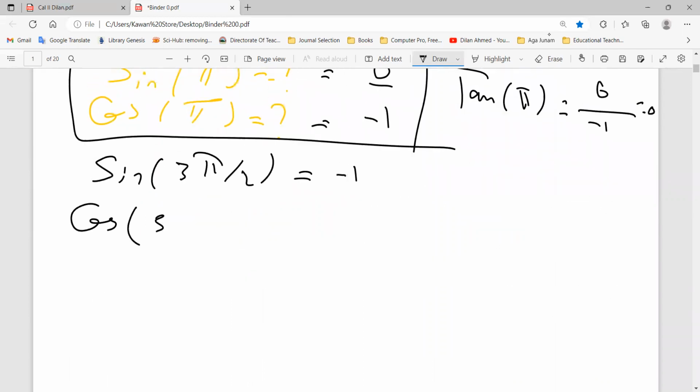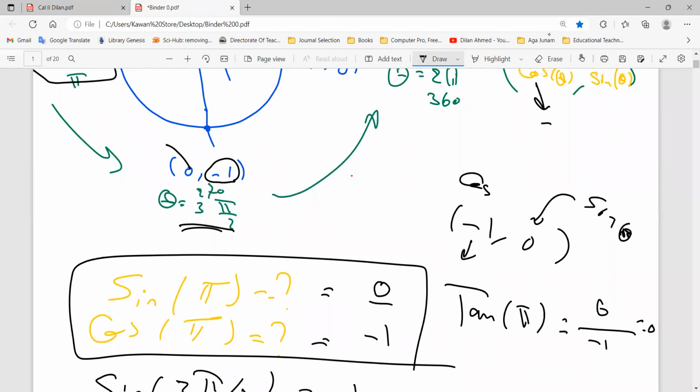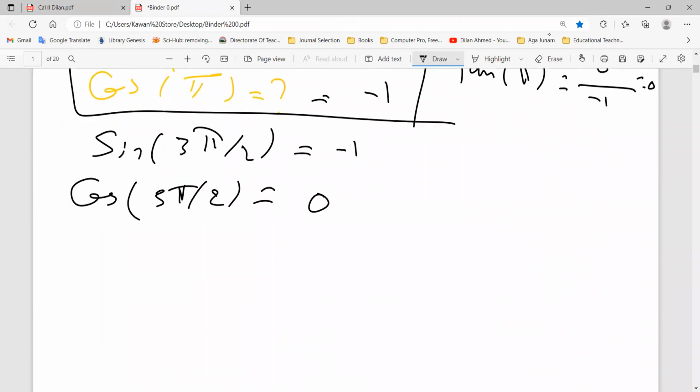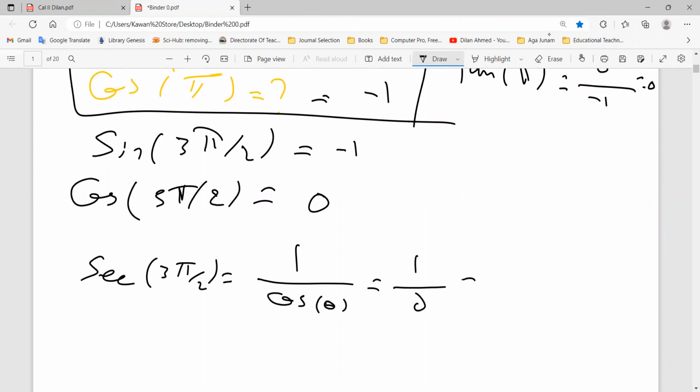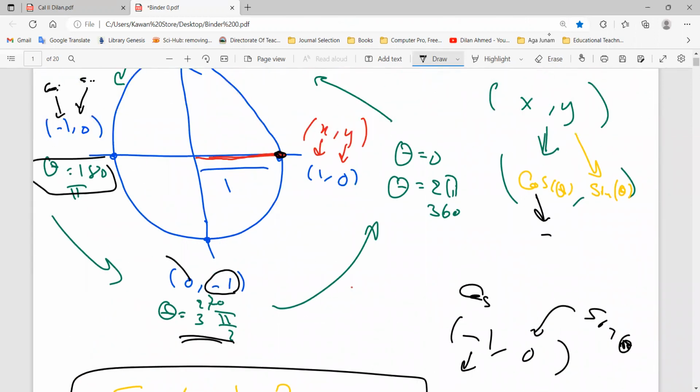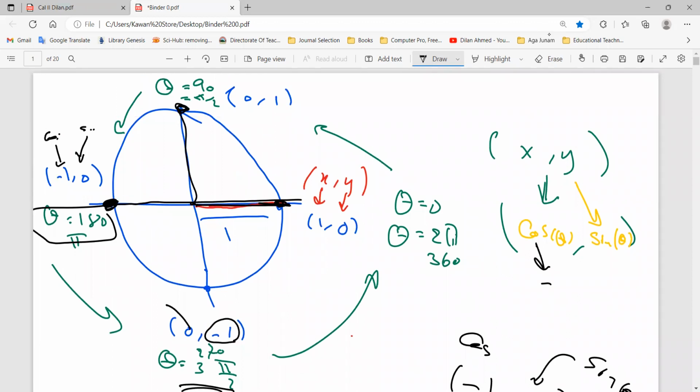Also, you can find any angle that you want from here. Here's the cosine of 3 pi over 2, which is 0. For example, if I say find secant of 3 pi over 2. You know secant is equal to what? 1 over cosine. So I'll get 1 over 0, and that is undefined. You got it. This circle is useful for the basic angles, like 0, pi over 2, pi, 3 pi over 2, then 2 pi.